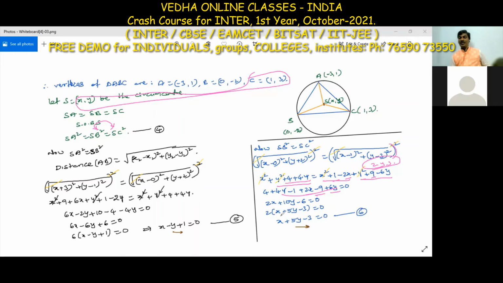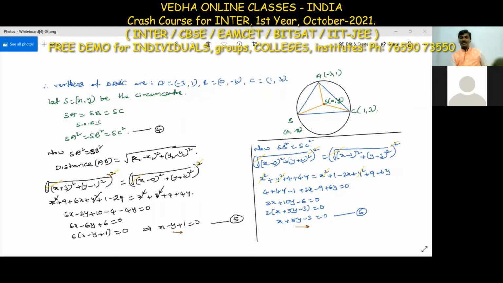Okay, take 2 common: x plus 5y minus 3 equal to 0. So that means x plus 5y minus 3 equal to 0 by 2, which becomes 0 only. This is equation 6. By solving equations 5 and 6, we get the final answer. If it gives the point, it is very simple, very easy. From here onwards, we find this equation and this equation, and just by solving those two, we get the final answer.